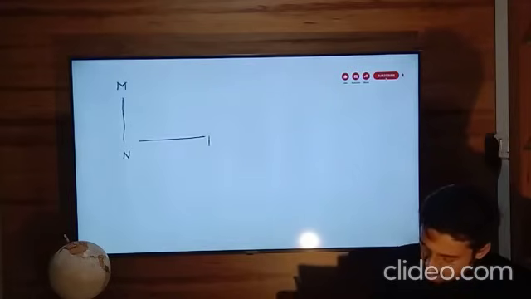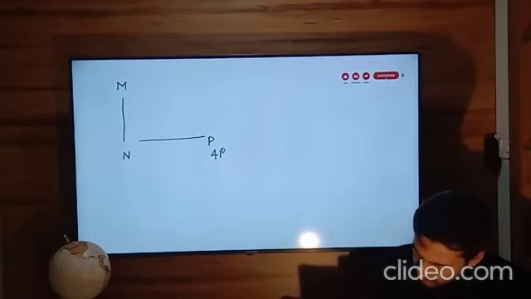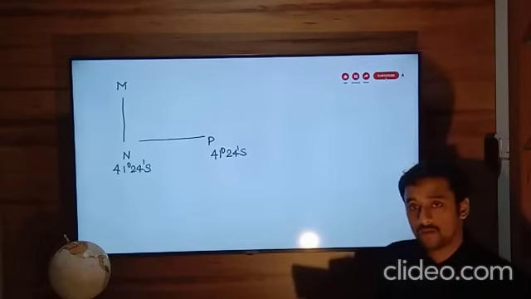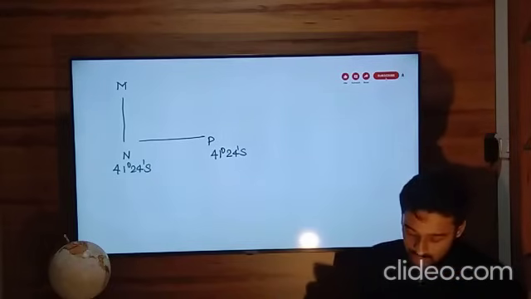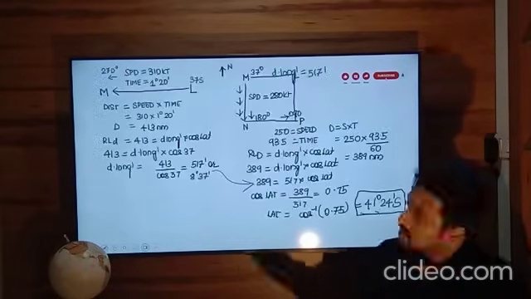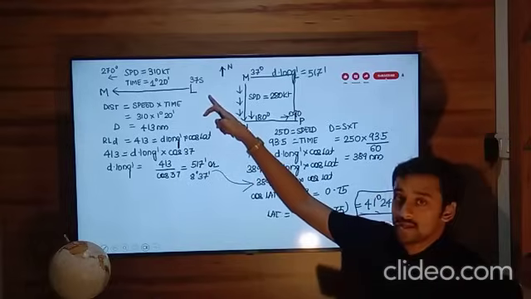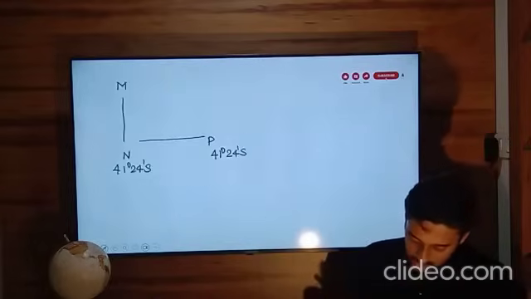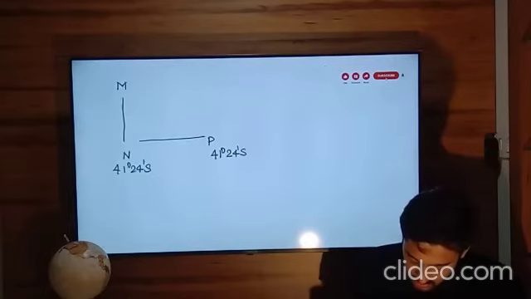That means P is at 41 degree 24 minutes south. So N is also at 41 degree 24 minutes south. That's it. And M was at what latitude? The same latitude as L, 37 south. So this is 37 south.